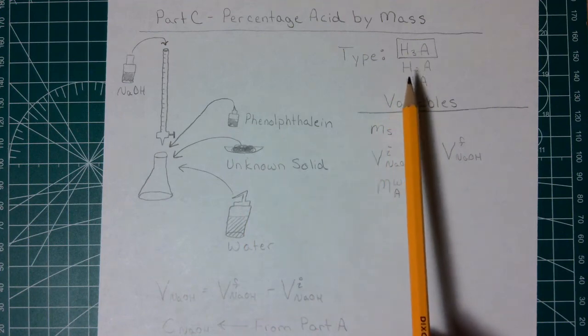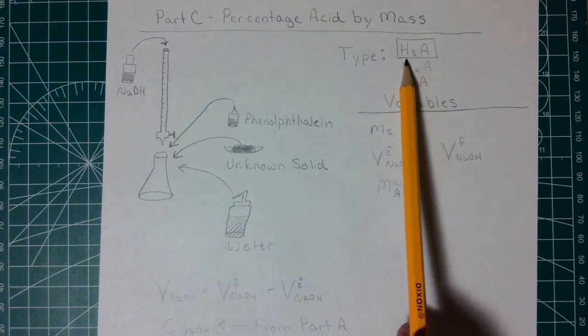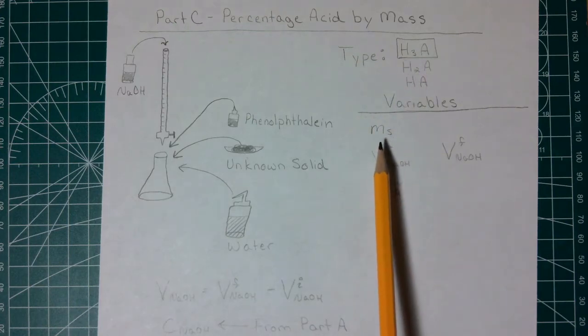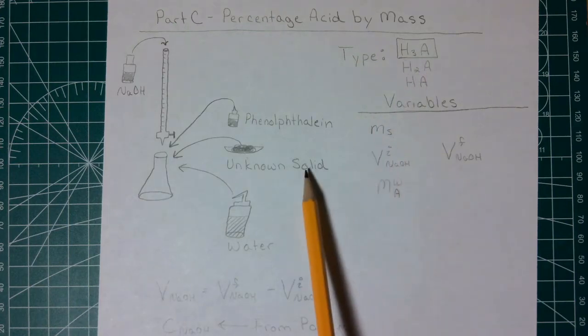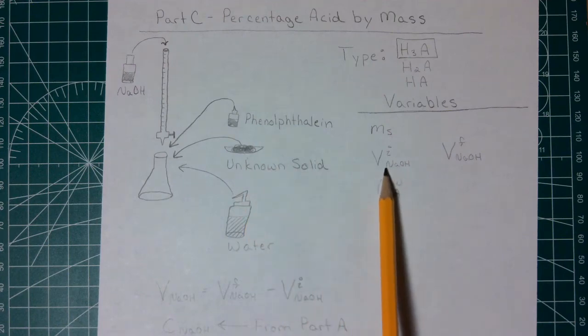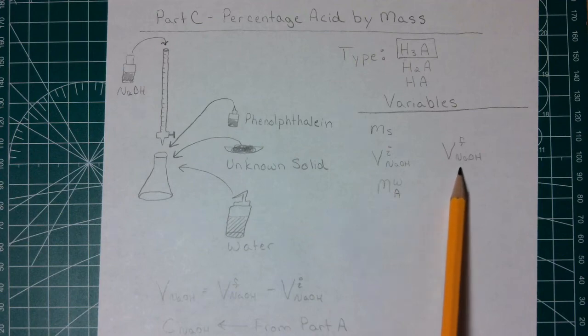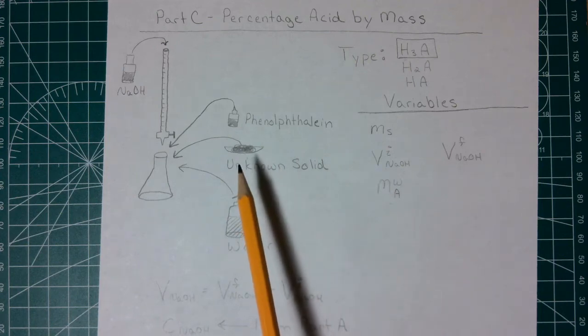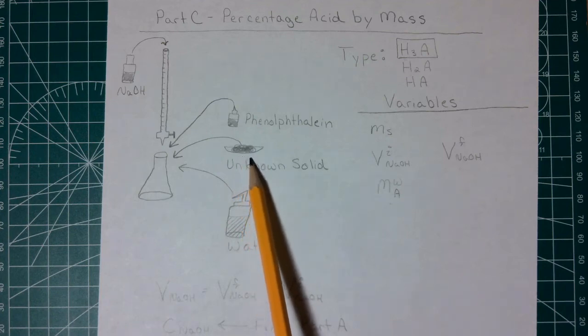Again, we're going to be given a type. When I did mine, I got a triprotic acid. And we're going to be given some other variables. We're going to be given the mass of the whole of all the solid that we added, the initial volume of sodium hydroxide, the final volume of the sodium hydroxide, and the molecular weight of the acid portion of our unknown sample.